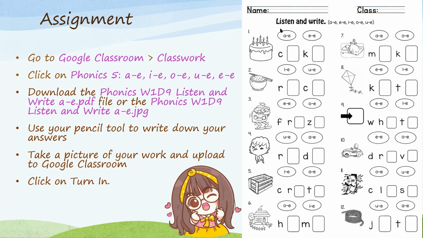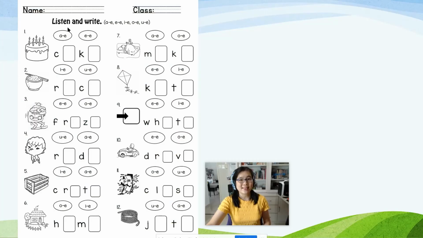For this homework, you have to listen and write. You have to fill in the blanks here with either AE or EE, IE or UE, and so on. So you have to choose between these two and then fill it in. Look at the first one. The first one is cake. The second one is rice. Yes, the letter C here, the sound is S sound.